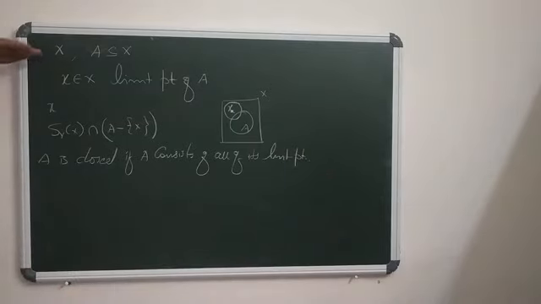A is a part of X. x is a limit point of A when there exists an open sphere centered at x which consists of at least one point other than x. Then the set A is closed only if A consists of all of its limit points. That means a set is closed if it consists of all of its limit points. Agree? Okay.